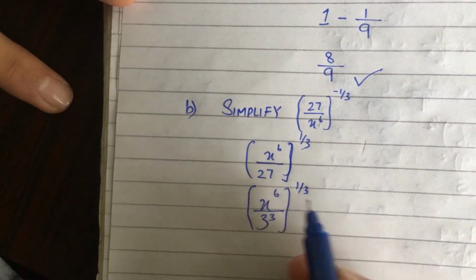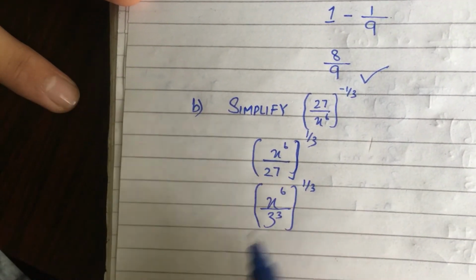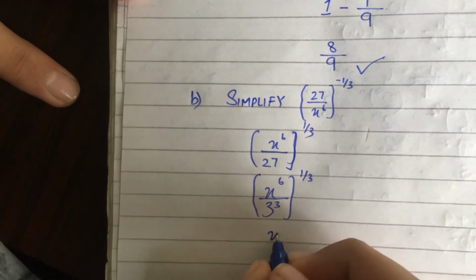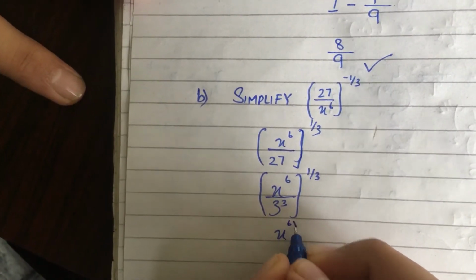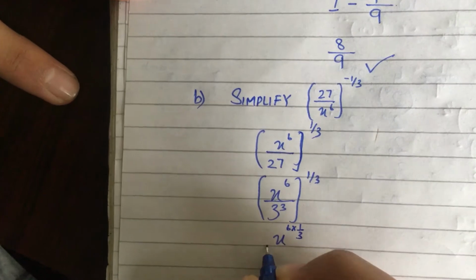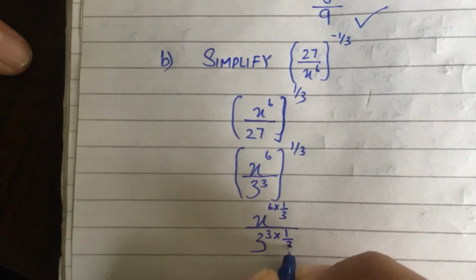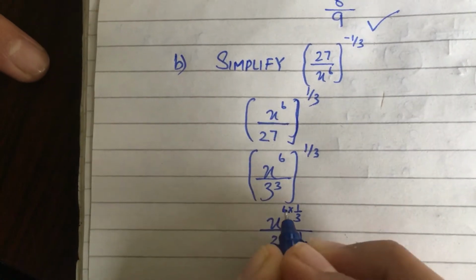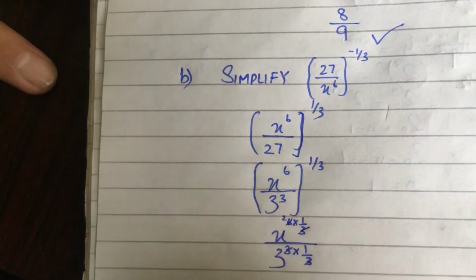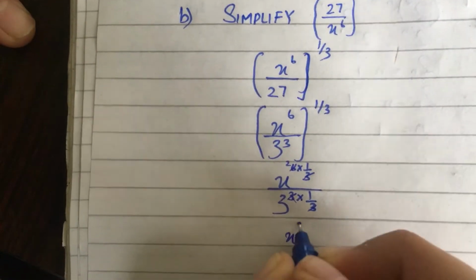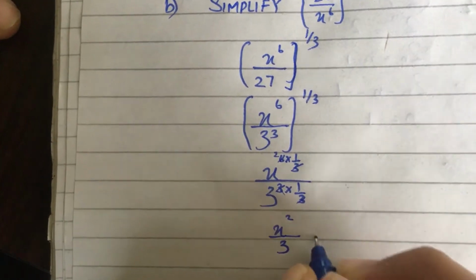Now we can multiply or use it as cube root, but I'm just going to multiply. 6 into 1 over 3 over 3 cube into 1 over 3. 3 and 3 will cancel. 6 will become 2. It's going to become x squared over 3, and that's our answer.